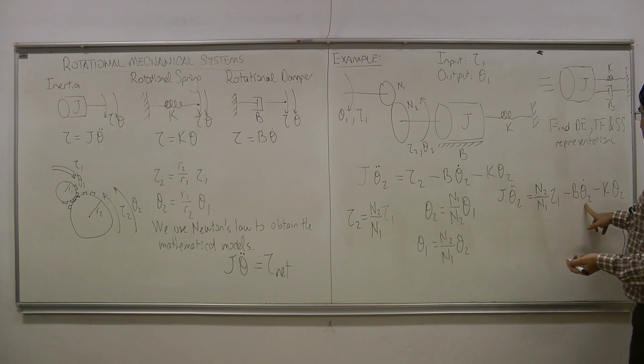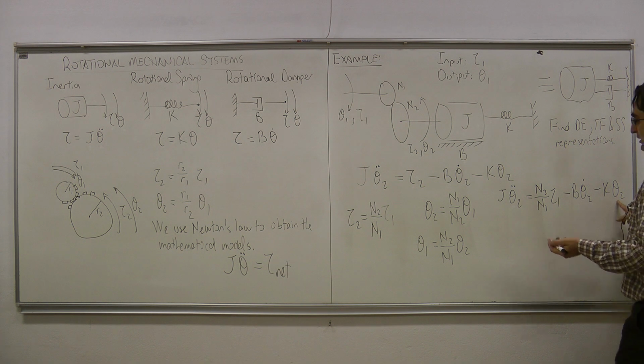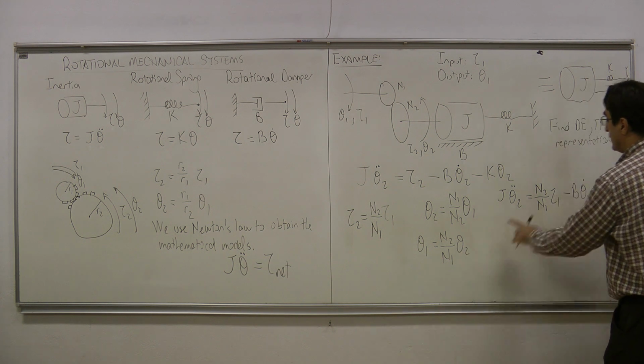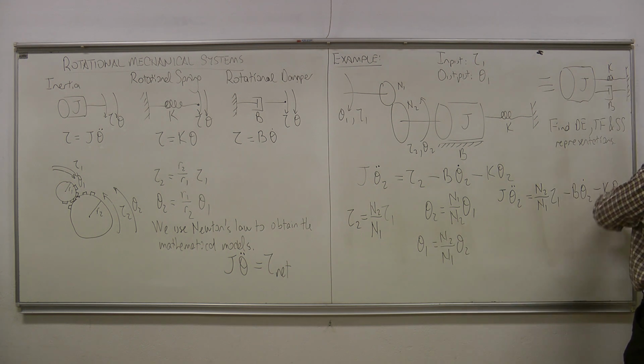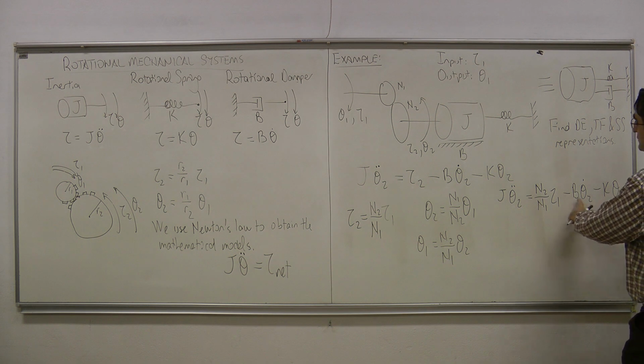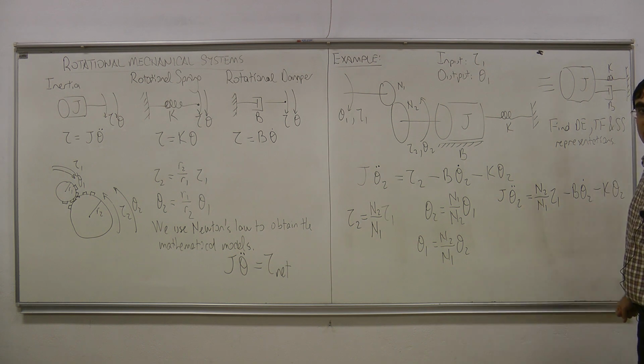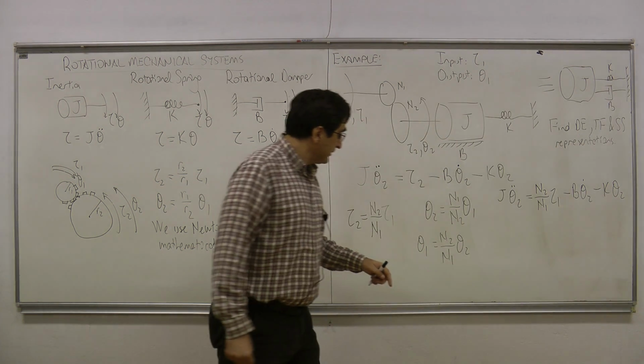I have derivatives here. Okay? Theta 2 dot and theta 2 here. I can convert theta 2 into theta 1 by multiplying with n2 over n1 here, this variable. But you see here I need to convert these derivatives and the second order derivatives as well. What should I do in that case? It is easy to see this actually.